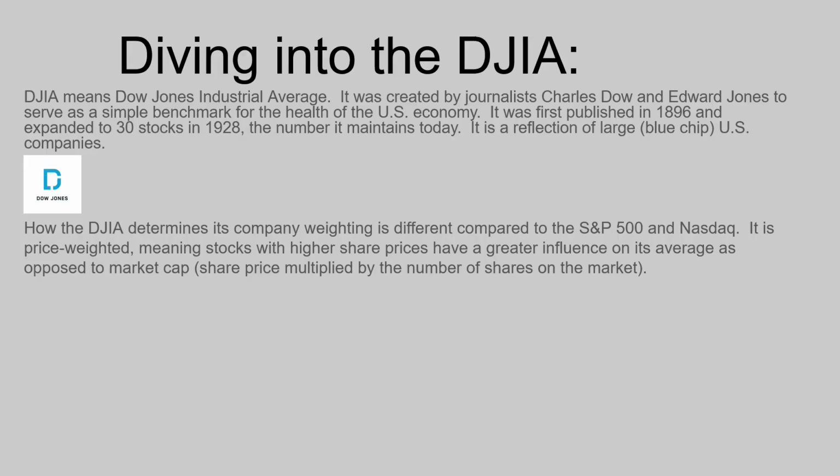So how the Dow Jones determines its company weighting is different compared to the S&P 500 and Nasdaq. It is price weighted, meaning stocks with higher share prices have a greater influence on its average as opposed to market cap. So we discussed a little bit about the fact that S&P 500 uses market cap, while Dow Jones uses price weighting. But what market cap means is share price multiplied by the number of shares on the market. And Dow Jones uses price, which is basically what the share price is.